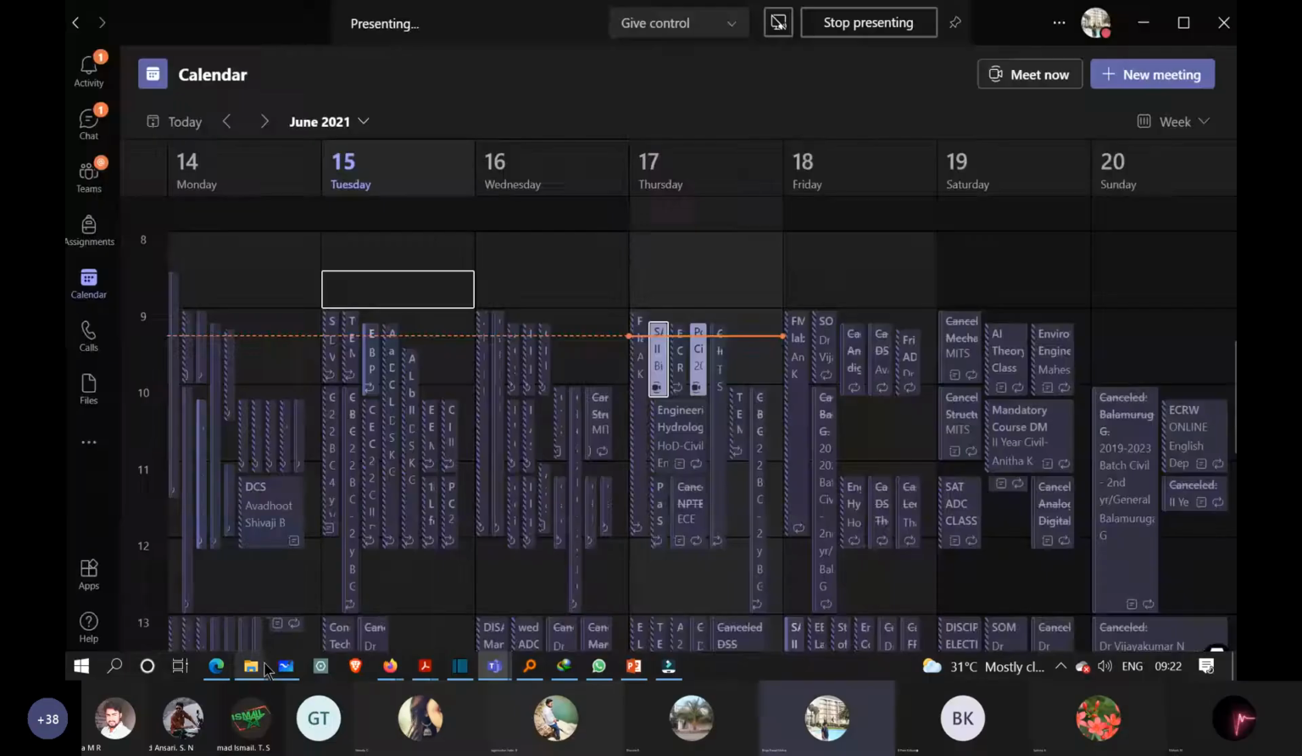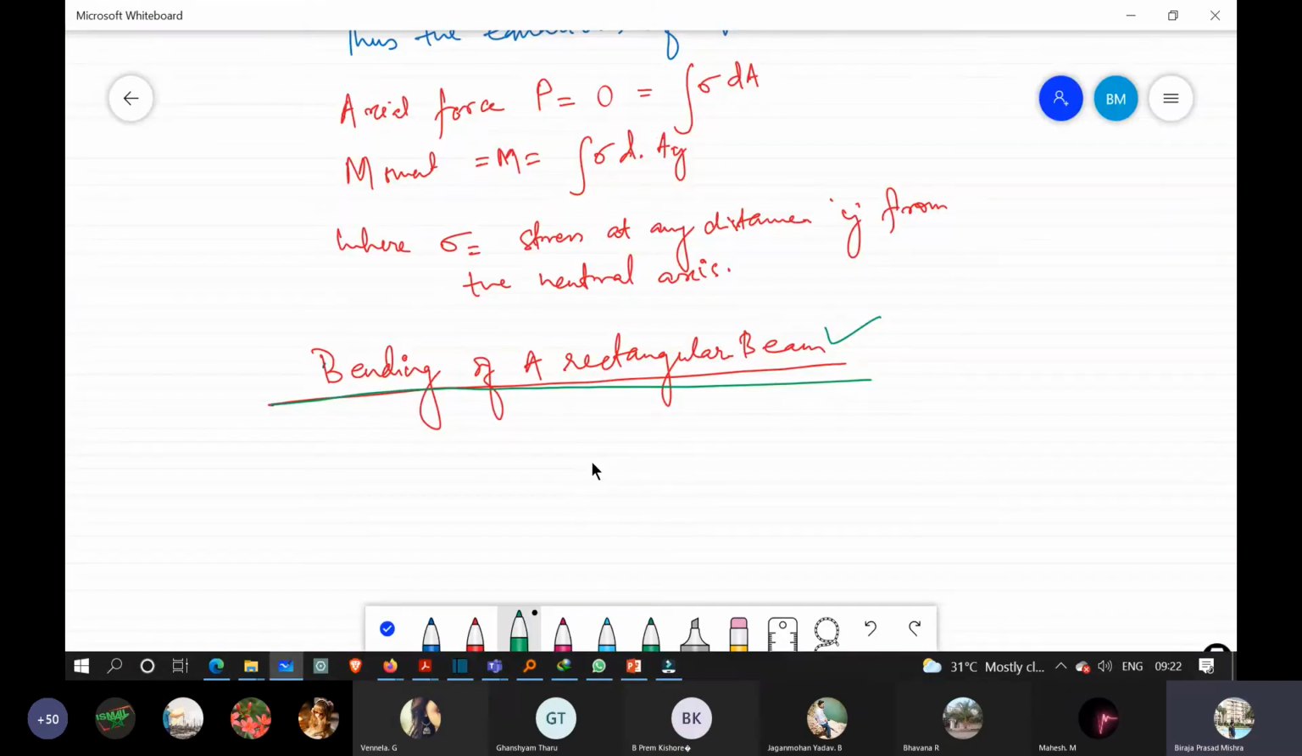So I hope all of you can see my screen. In the previous class, we were doing the plastic analysis concept, and in that we were supposed to do the bending of a rectangular beam.